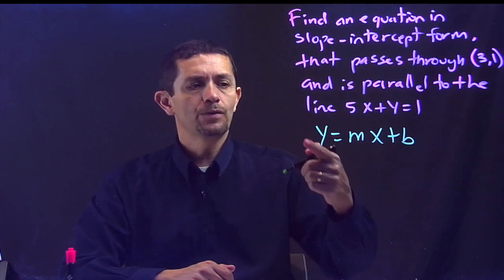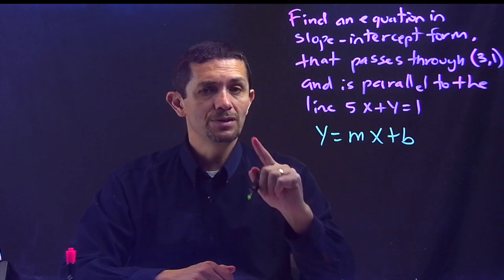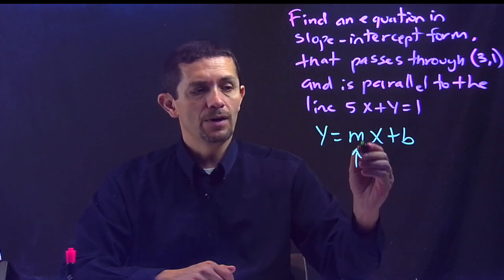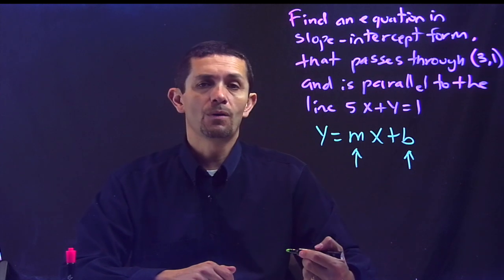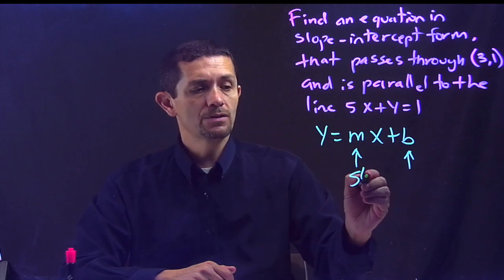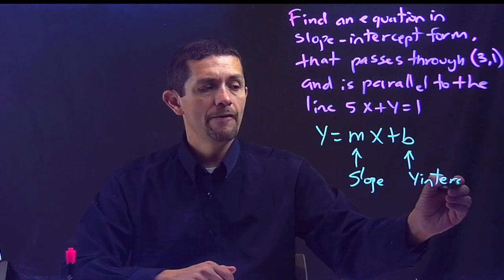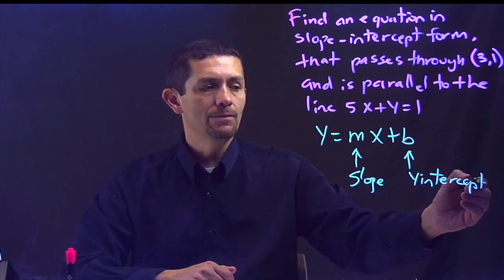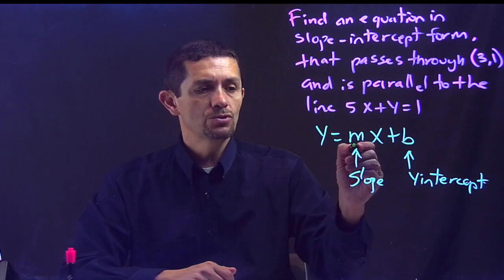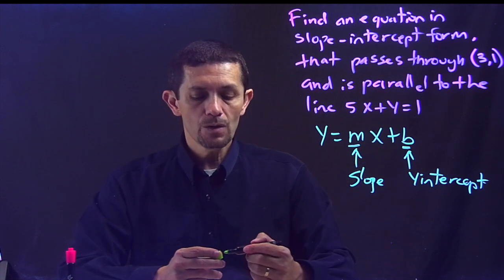If I need to find an equation in slope-intercept form, there's two things that I need. I need to find my slope, and I need to find my y-intercept. So m stands for slope and b stands for y-intercept. We need to have that clear. So those two things I need to find.